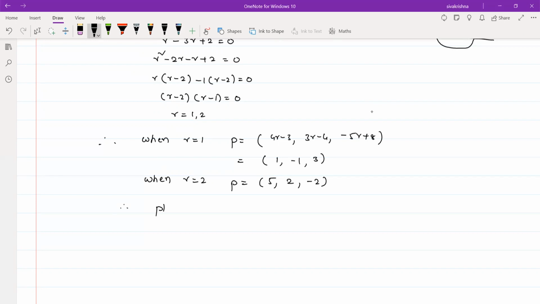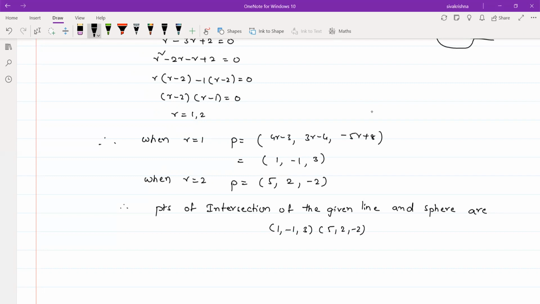what I can write is points of intersection of the given line and sphere. Given line and sphere are, so we are having 2 points. One is (1, -1, 3), and the second one is (5, 2, -2).